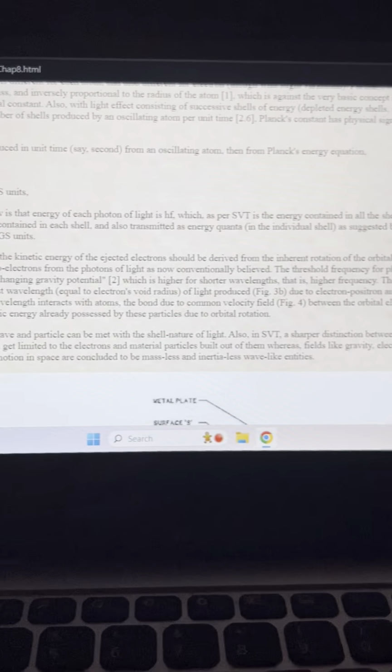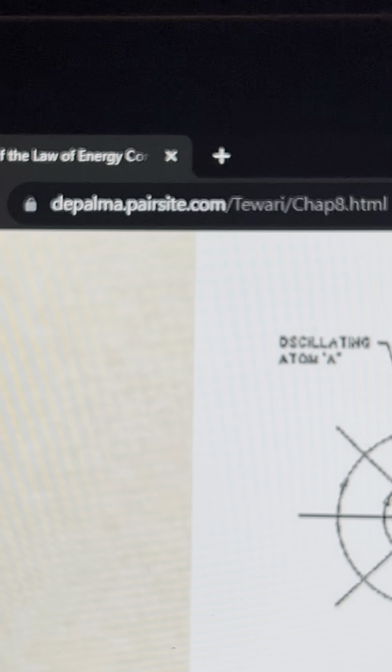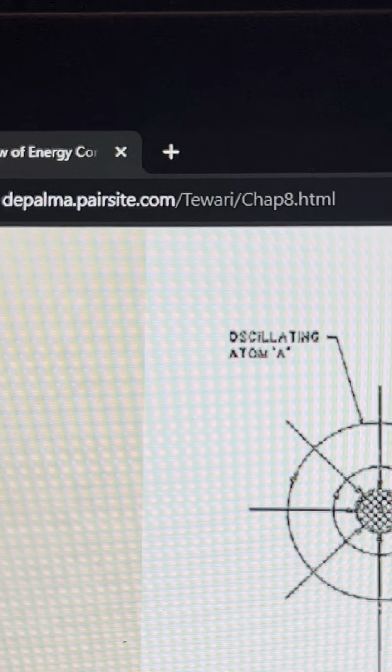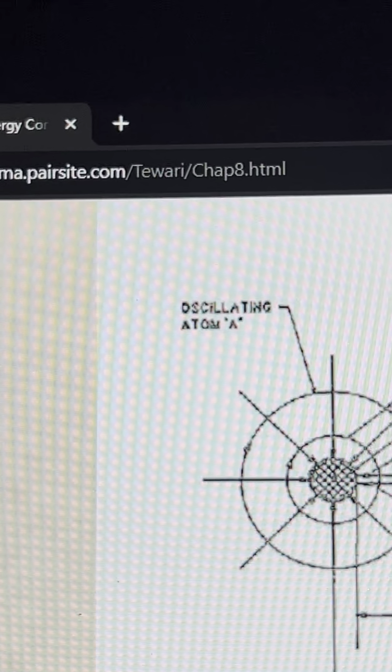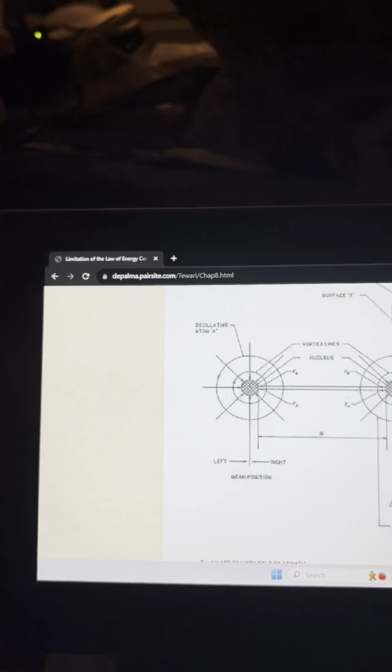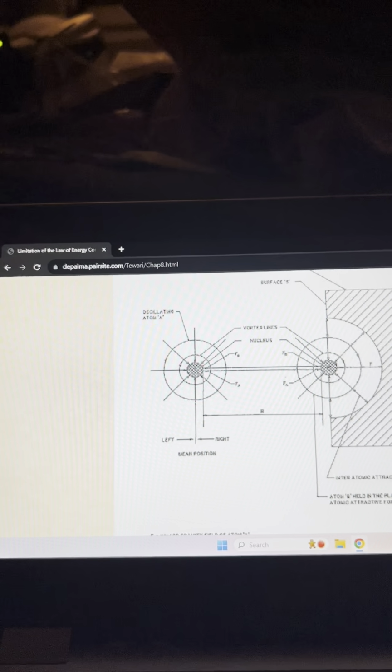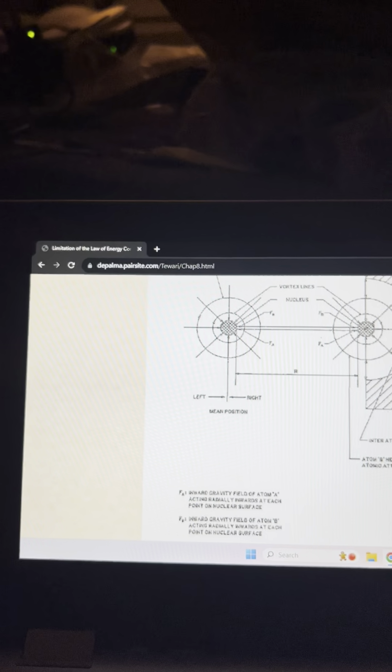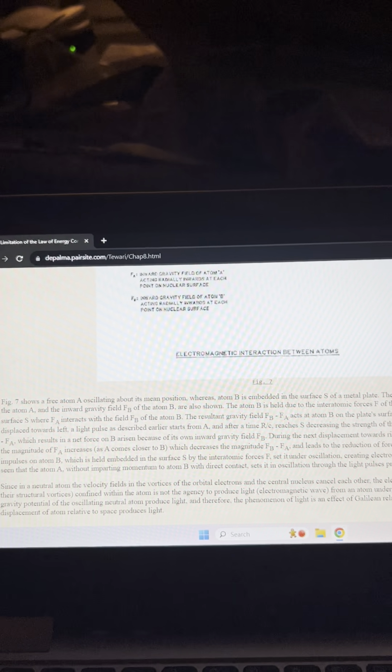Very interesting, right? Okay, I'm going to have to stop because I need to eat. Oscillating atom, metal plate. But you can read this yourself, and I'll show where it is again. It's dipama.paircite.com/chap8.html. And I think it says page 7 and page 8 at the bottom, like two-thirds down into the page on the left. If you go on the dipamapaircite.com, that's how I found this page. But electromagnetic interaction between atoms.